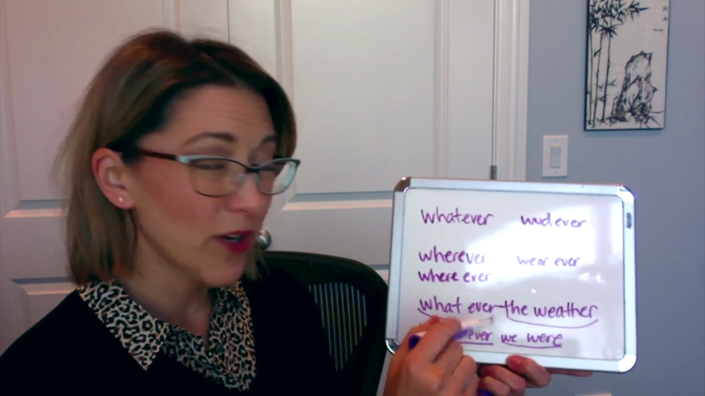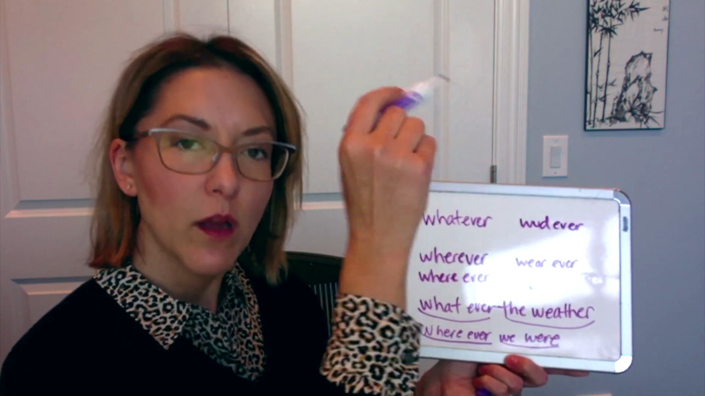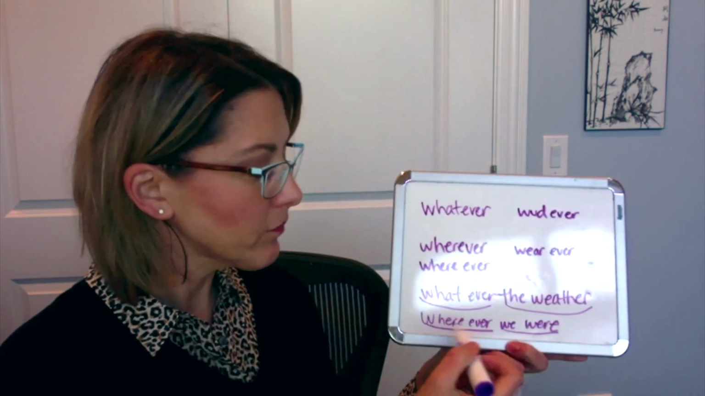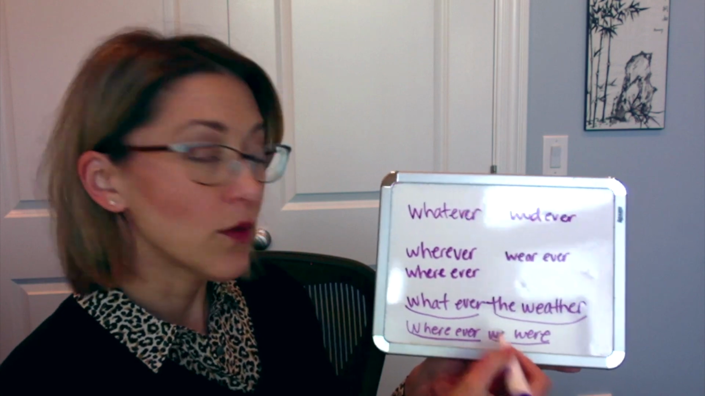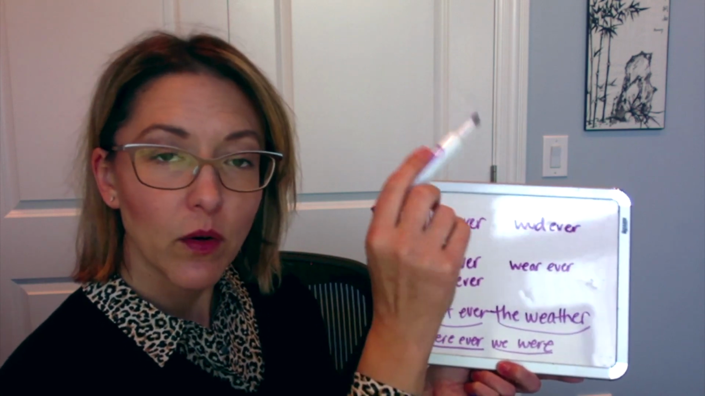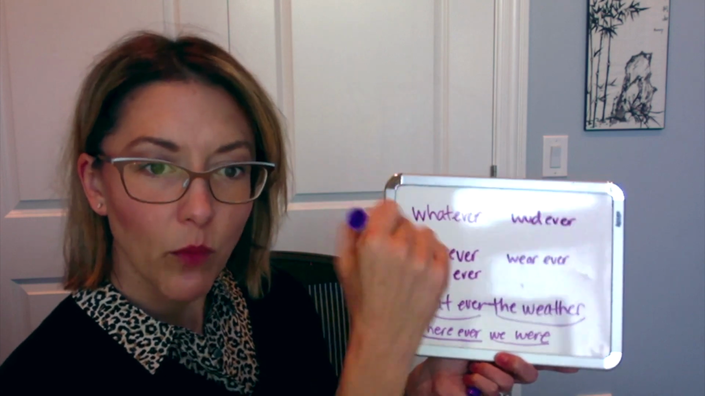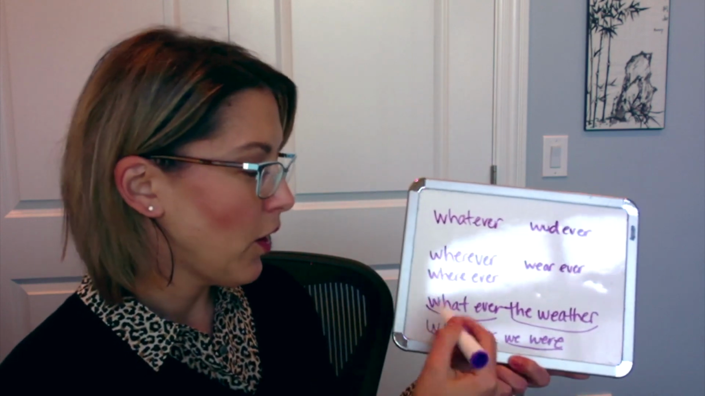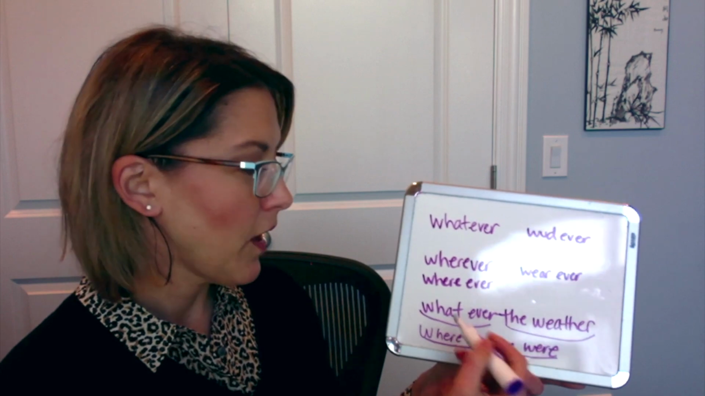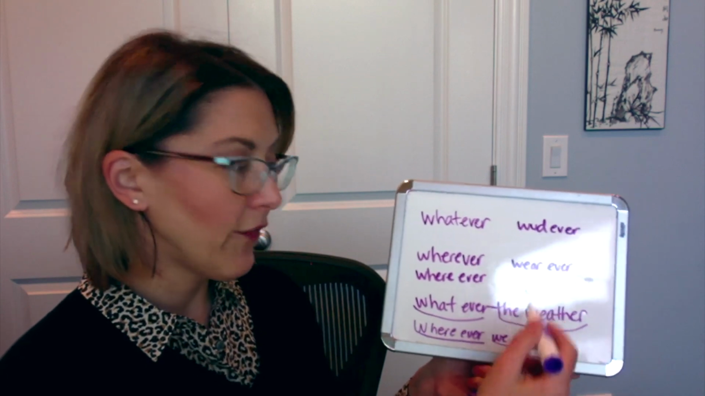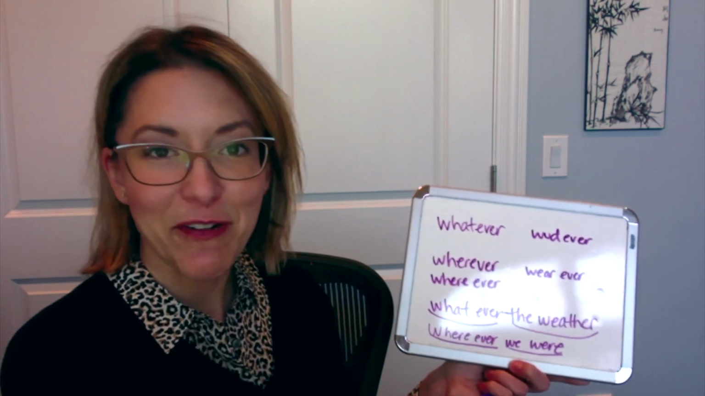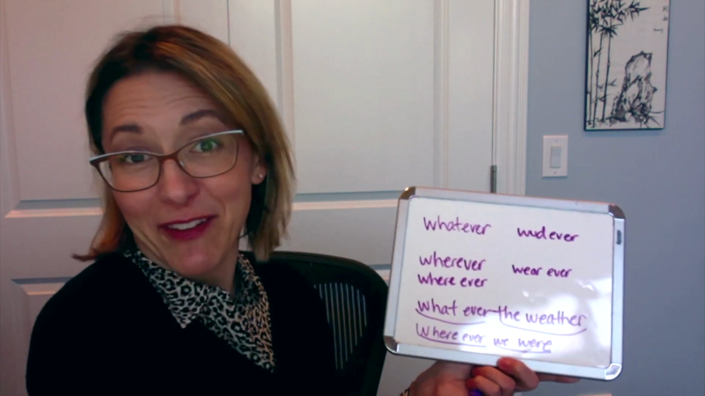Again, we're going to go sort of up. Wherever we were, wherever we were. Link those all together. Practice we were, we were, we were. Practice wherever, wherever, wherever, and then let's combine. Wherever we were. Whatever the weather, wherever we were, we can practice our speech as we go. Made a little rhyme for you.